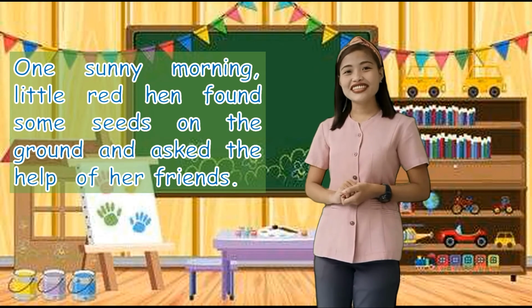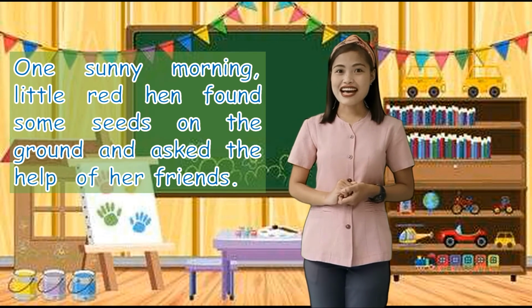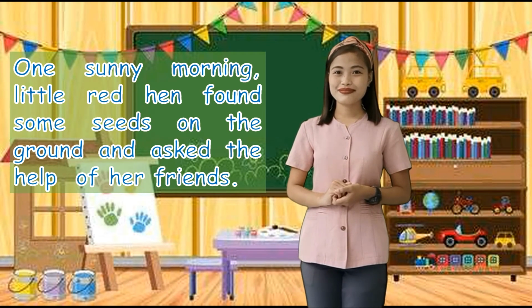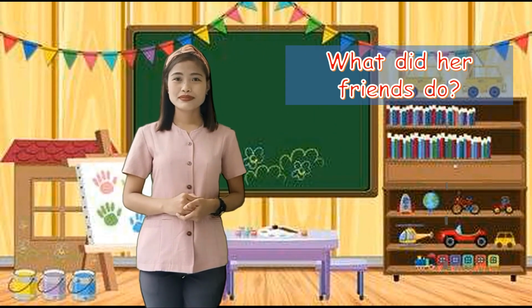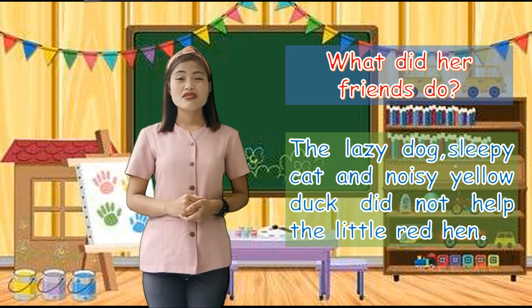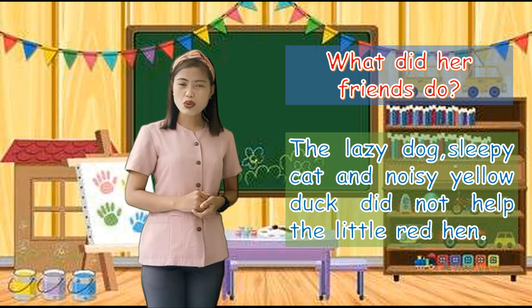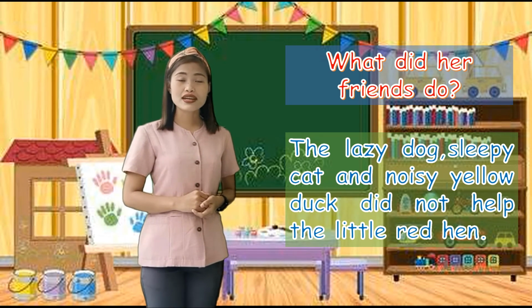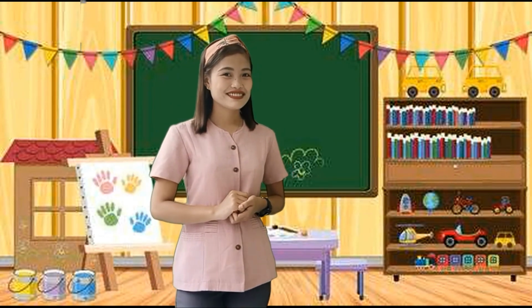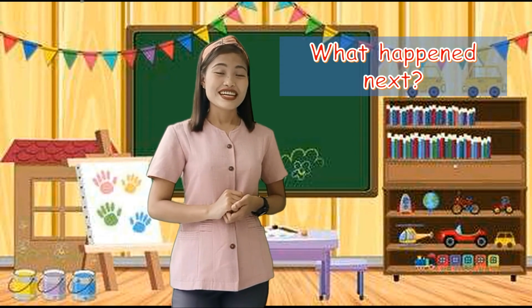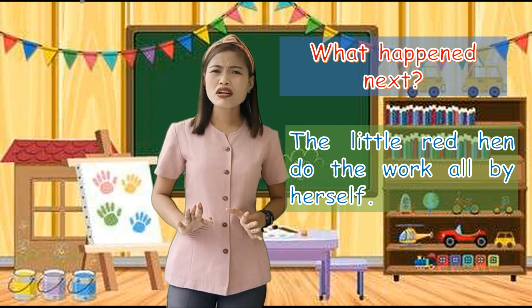One sunny morning, the little red hen found some seeds on the ground and asked the help of her friends. What did her friends do? Yes, the lazy dog, sleepy cat, and noisy yellow duck did not help her. So what happened next? Alright, the little red hen did the work all by herself.